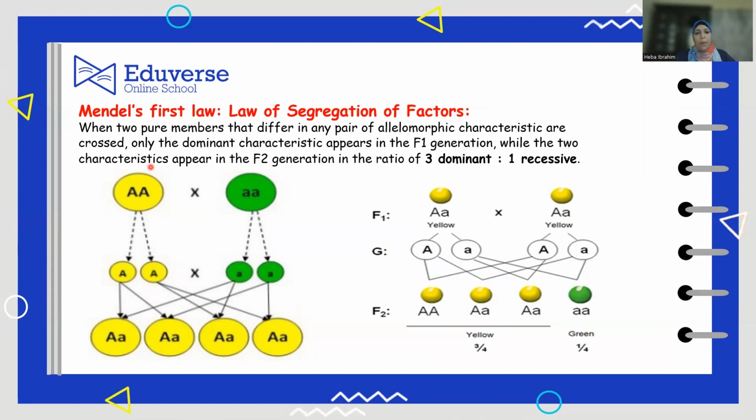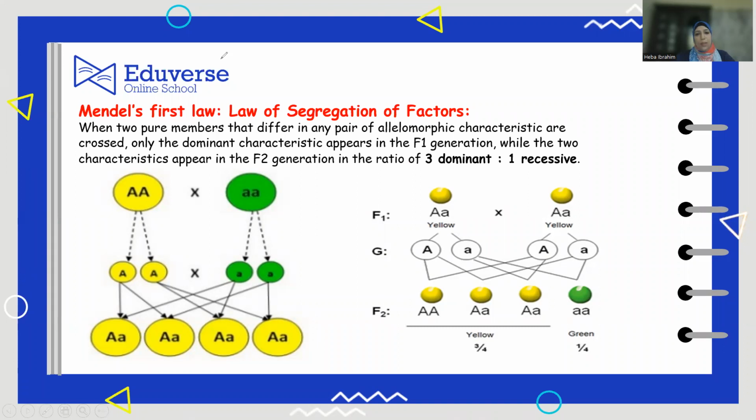Mendel made two rules, or two laws, to explain the inheritance of genetic traits through different generations. The first law is called the law of segregation of factors. What is meant by the law of segregation of factors? One of the most important conclusions of Mendel is that each genetic trait is controlled by two genes, or two factors, or two alleles. These genes are represented by letters.